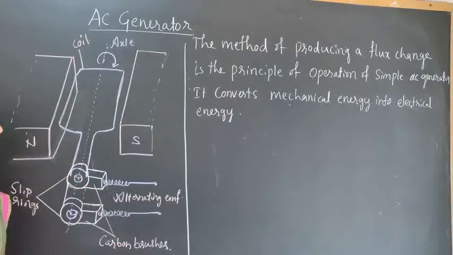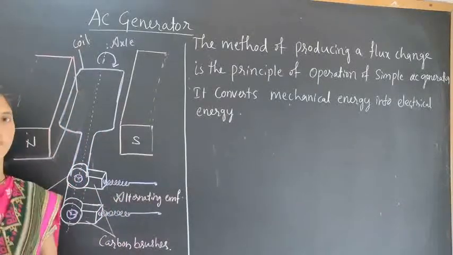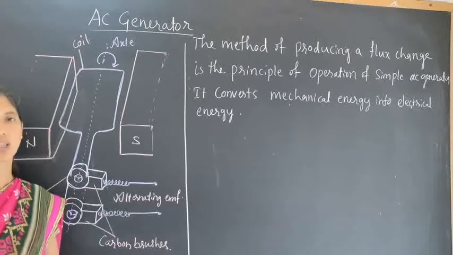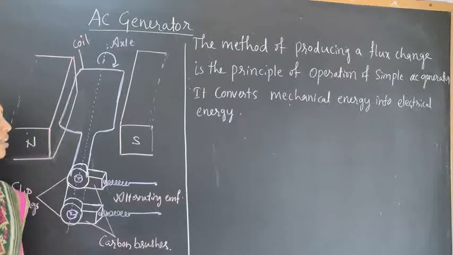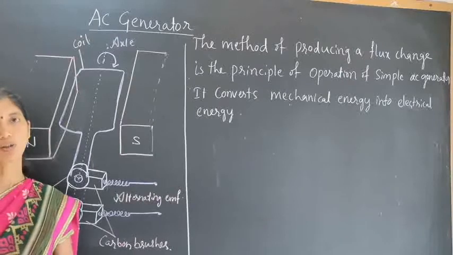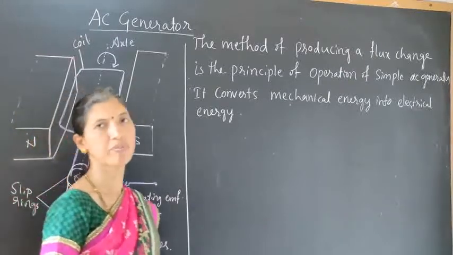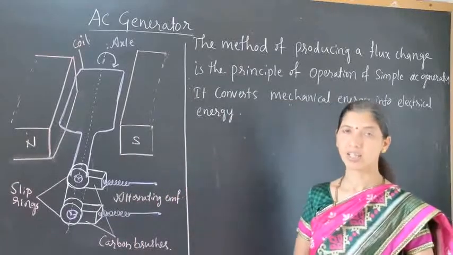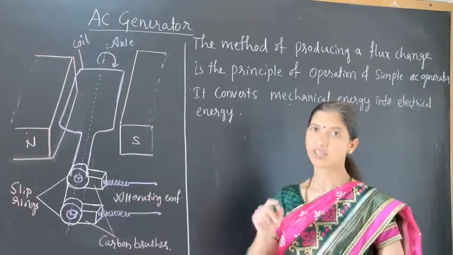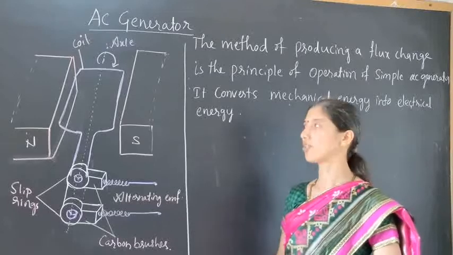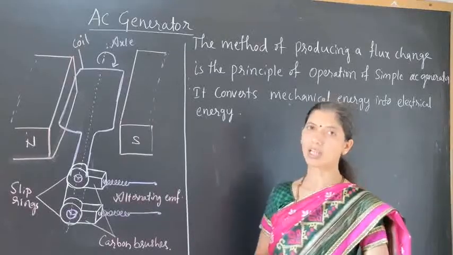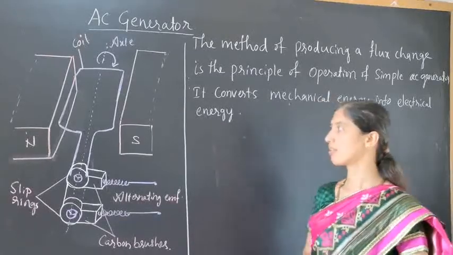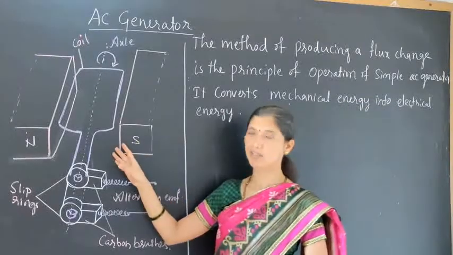See, the method of producing a flux change is the main principle of the AC generator, and it converts mechanical energy into electrical energy. Using mechanical energy, we have to convert this into electrical energy. Here the same process is taking place.